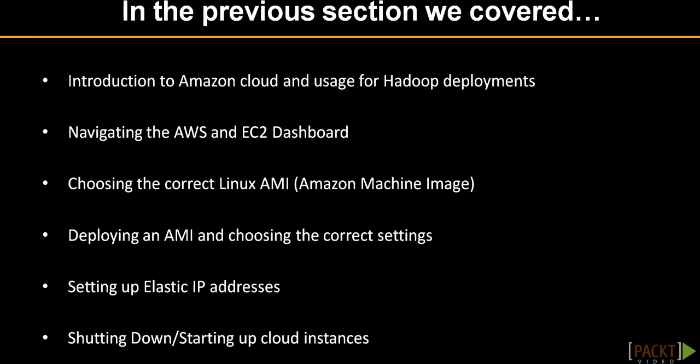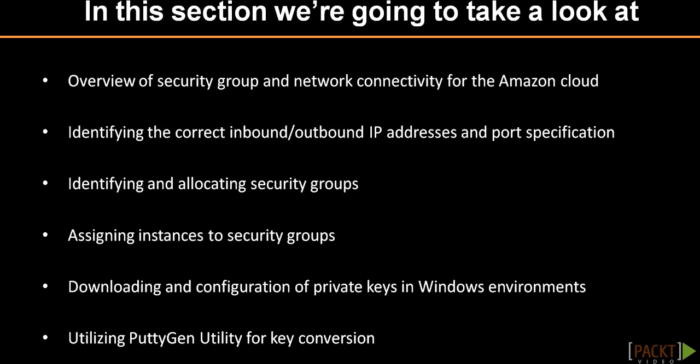In the previous section, we covered multiple topics. We gave an introduction to the Amazon Cloud, and we talked about AWS and using it for deploying EC2 instances, as well as how to deploy the right Linux Amazon machine image. We also set up elastic IP addresses and showed you how to start and terminate instances. In this section, section number 2, we will cover network and security settings.